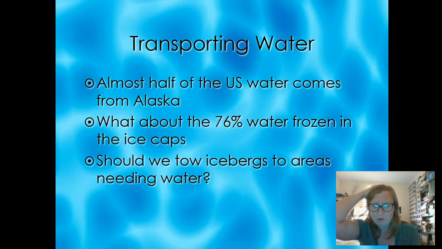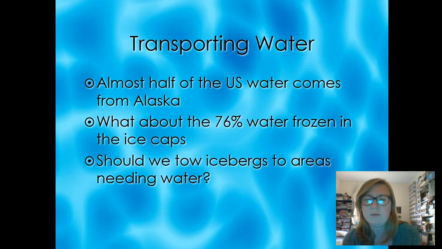A lot of our water in the United States comes from Alaska. And what about us getting water? Let's think about that for a minute. We have a lot of our fresh water frozen in ice caps. Should we try to bring them to areas that need water? Can we do that?